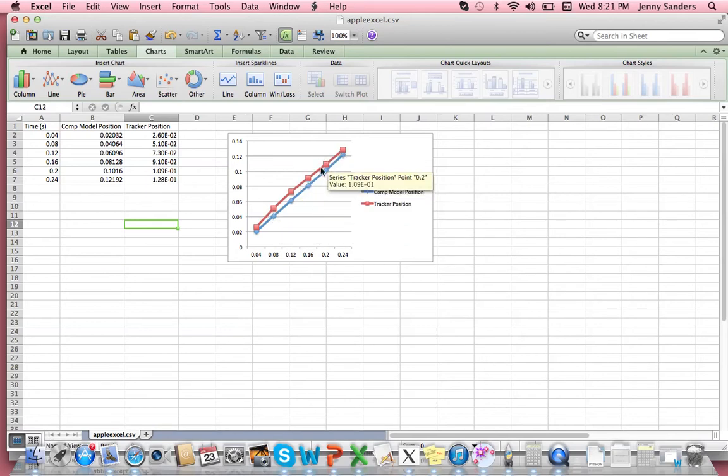As you can see, both sets of data matched up pretty well, confirming the accuracy of Newton's second law and of objects with constant velocity.